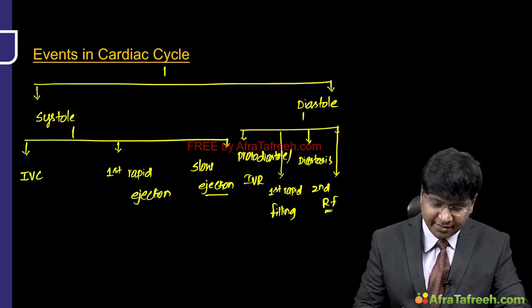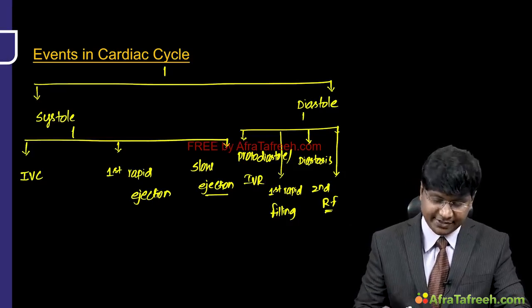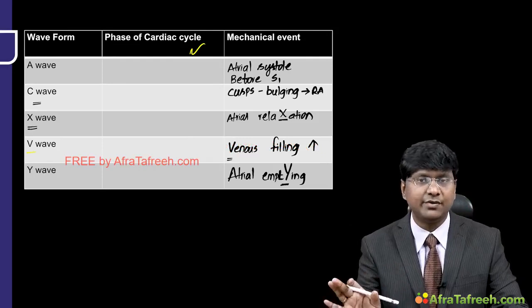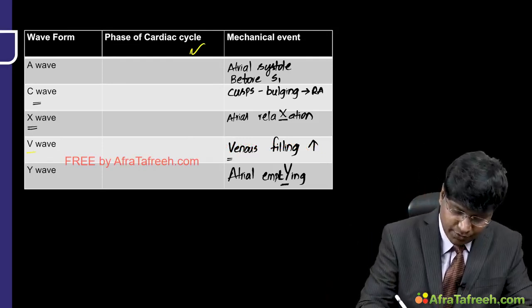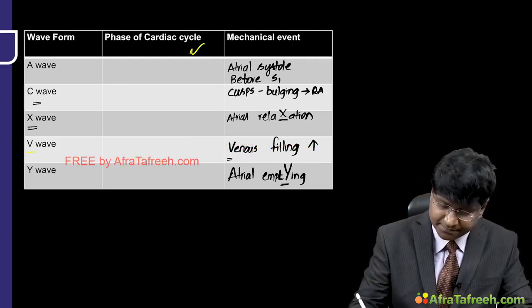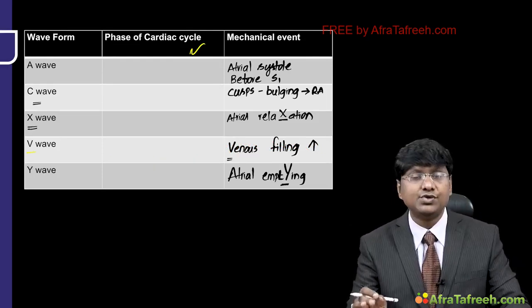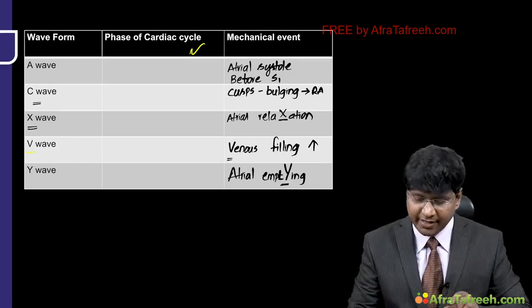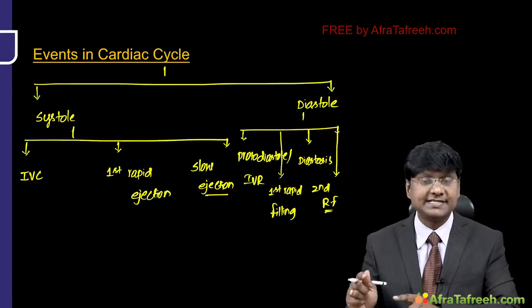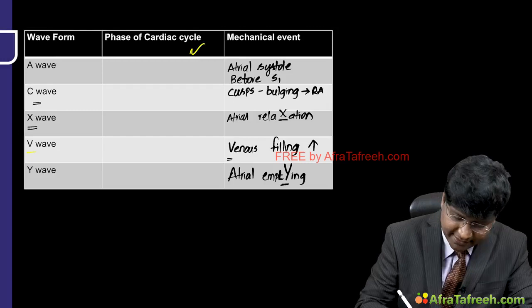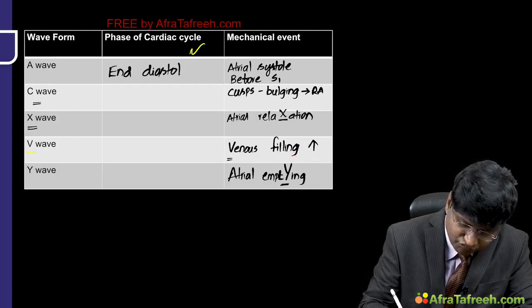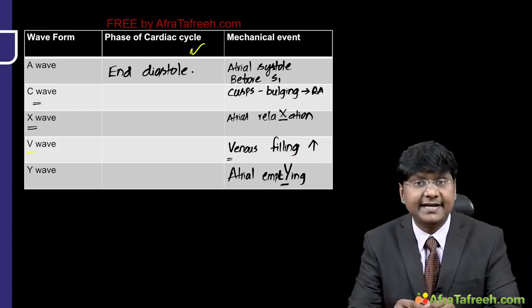Now, let me try to correlate these cardiac cycle events with the mechanical events of the atria and the jugular venous waveforms. So, you take the first one, that is the A wave. A wave occurs due to atrial contraction. Now when is your atria contracting? That is during second rapid filling. So what will that be? That will be during the end diastole. Right, that will be during the end diastole.